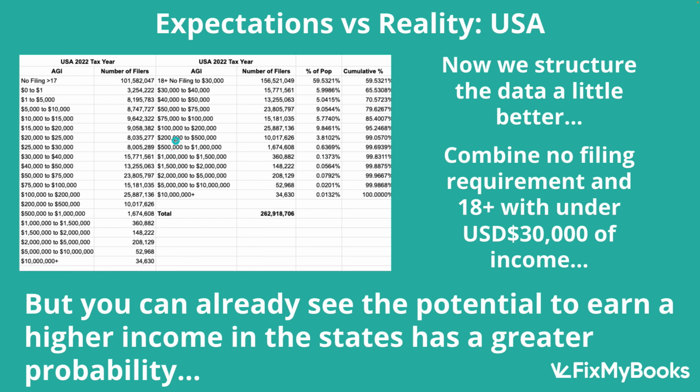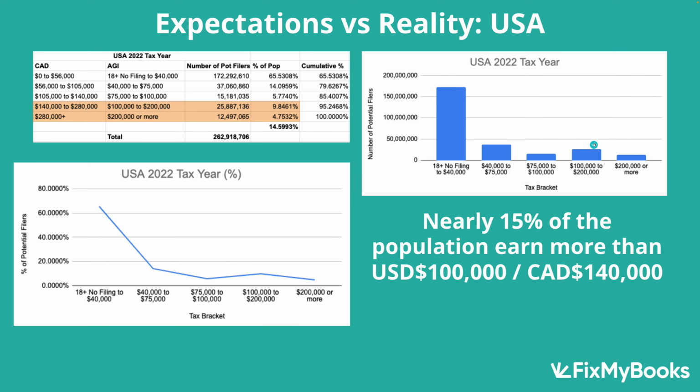So you can already see 200,000 plus, which would be 280,000 Canadian dollars plus, in just this bracket alone, is 3.8%. And then when you add everything together, it's over 4%.